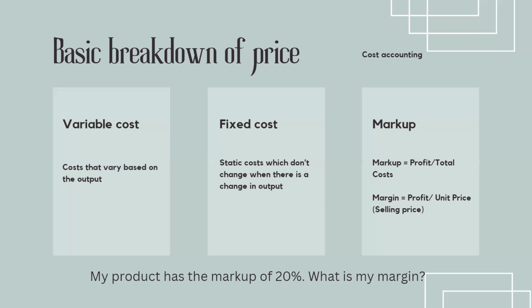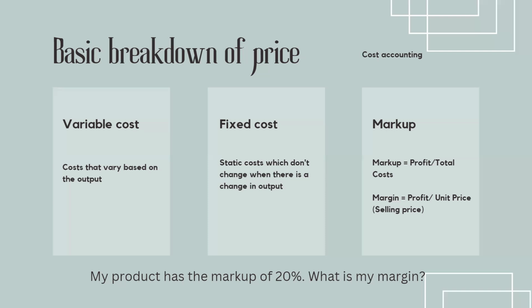Second, we have the fixed cost. They are relatively static, and when the output changes, they don't change. They stay the same. Typical fixed costs often include the salary, the equipment, and the capital investment.